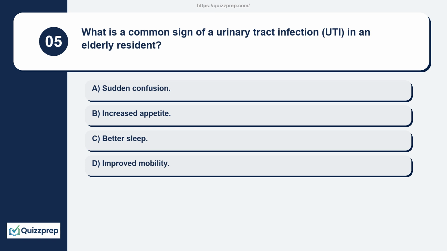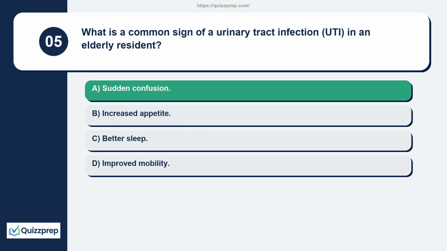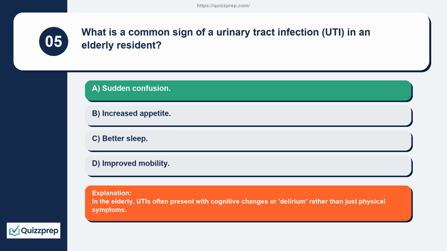Question 5. What is a common sign of a urinary tract infection, UTI, in an elderly resident? Sudden confusion, increased appetite, better sleep, improved mobility. In the elderly, UTI is often present with cognitive changes or delirium rather than just physical symptoms.